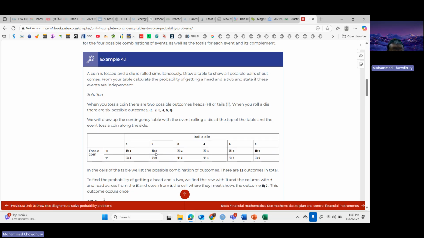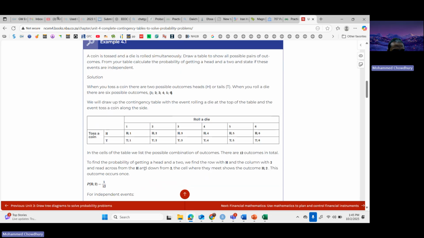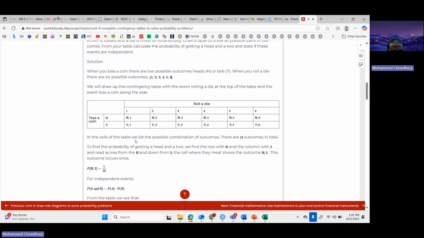Now we want to find this probability, and then we want to find the probability of head and then the probability of two, and then multiply them to check whether they are independent or not. Okay. So in the cells of the table, we list the possible combinations of the outcomes. There are 12 outcomes in total.